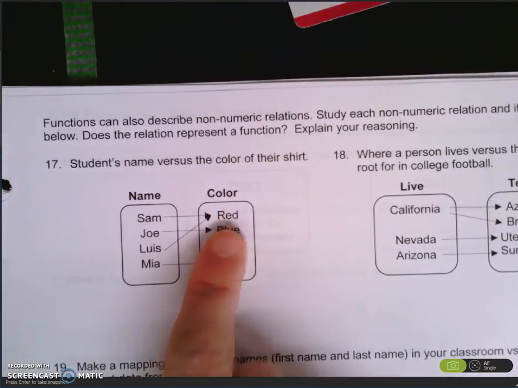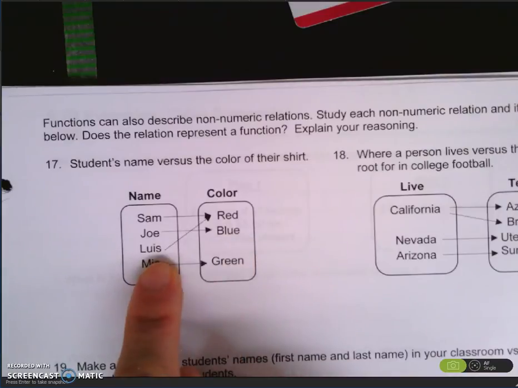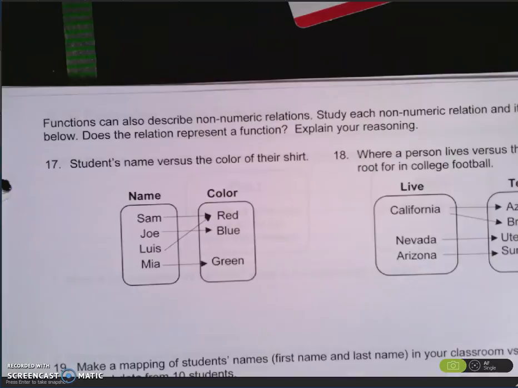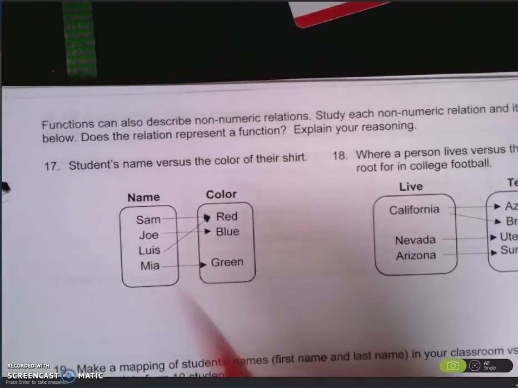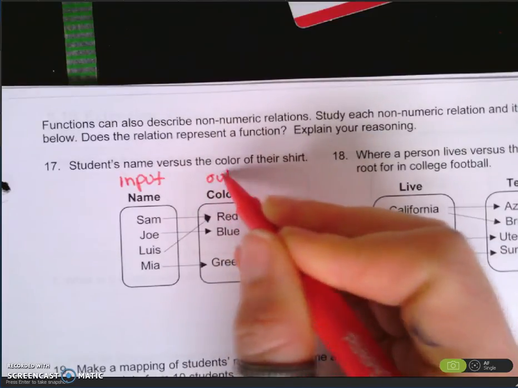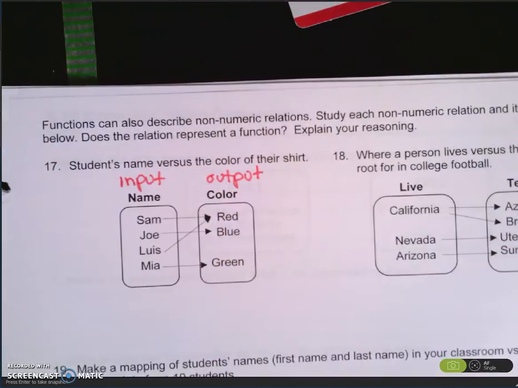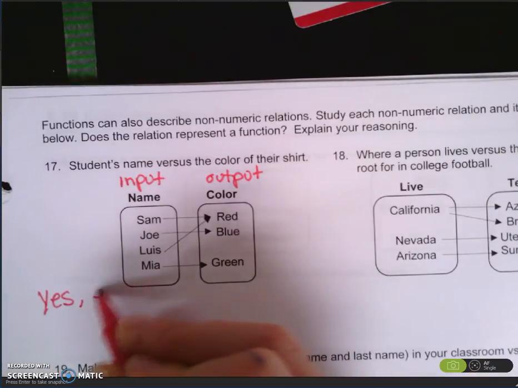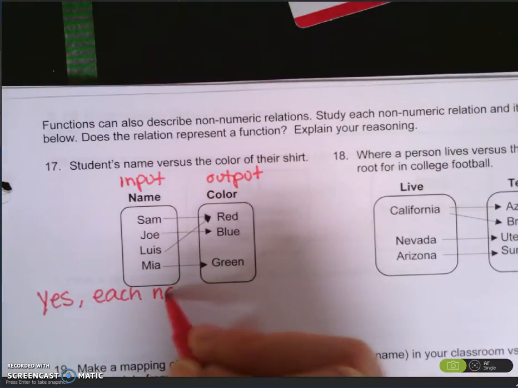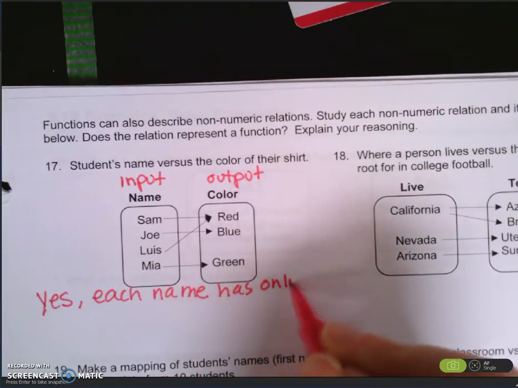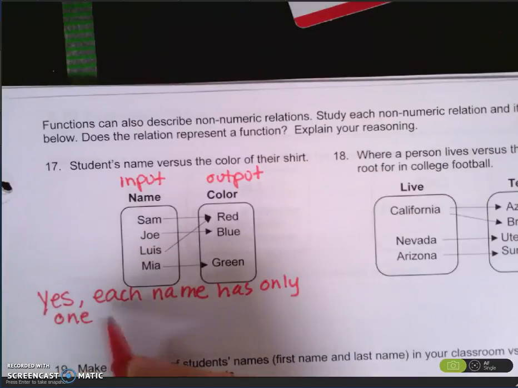Sam wears red. Joe wears blue. Luis wears red. And Mia wears green. Is this a function? Does every input have its own unique output? Yes, this is a function. Each name has only one color.